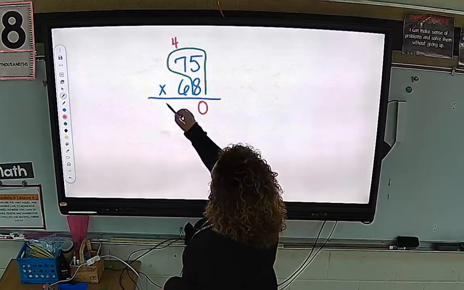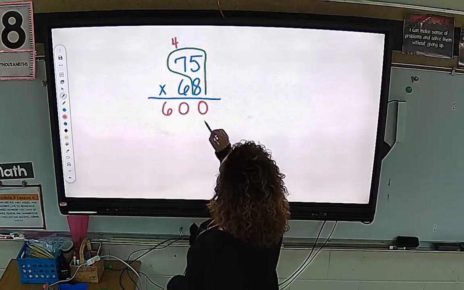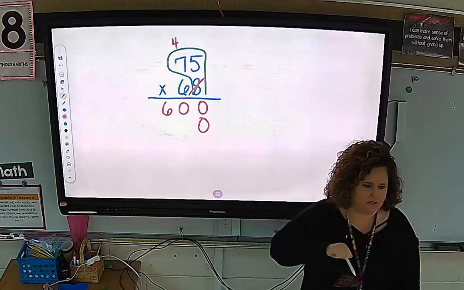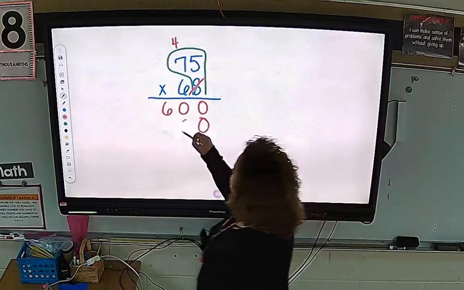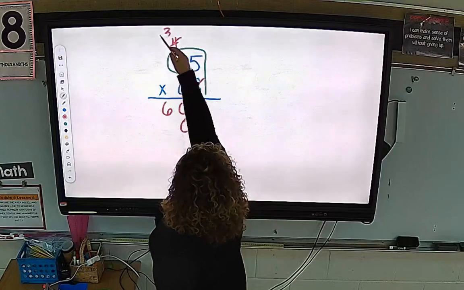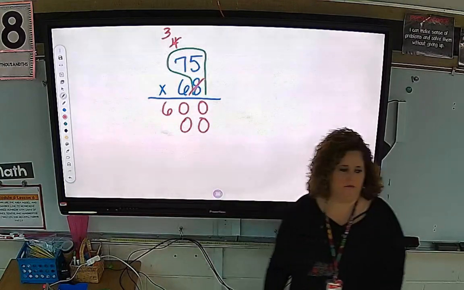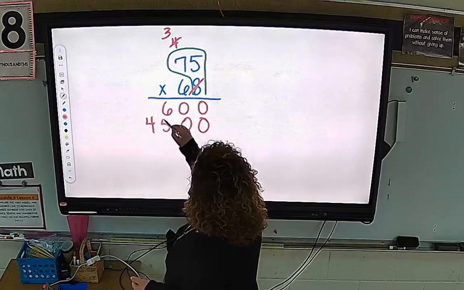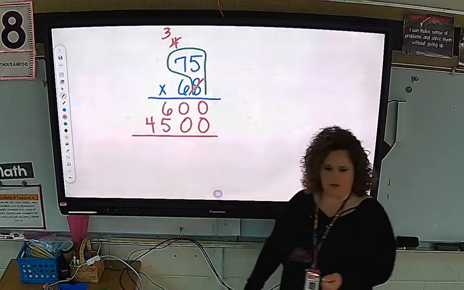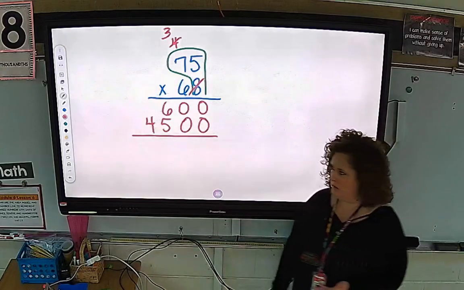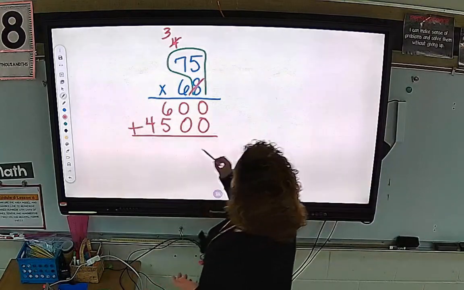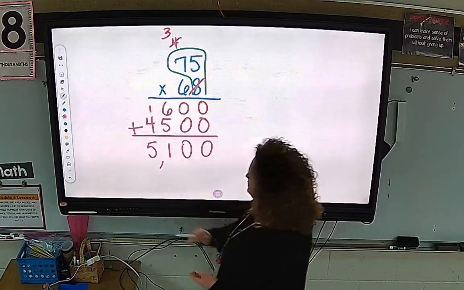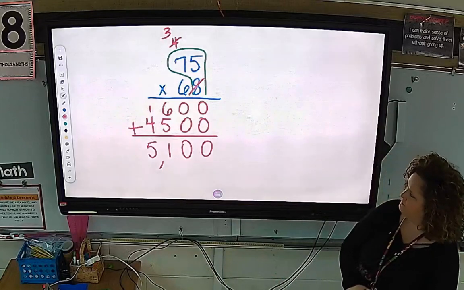56 plus 4 more would be 60. Then we're done with that 8 and we put a 0. 6 times 5 is 30. Put the 0, carry the 3. 6 times 7 is 42 plus 3 more, 45. All right, does your problem look like that before you add? Okay, it should. All right, so 5,100 is our answer. Okay.